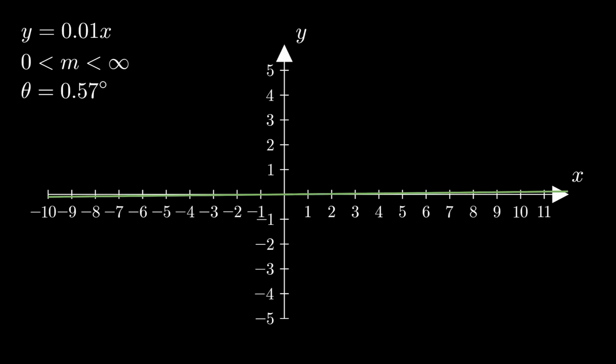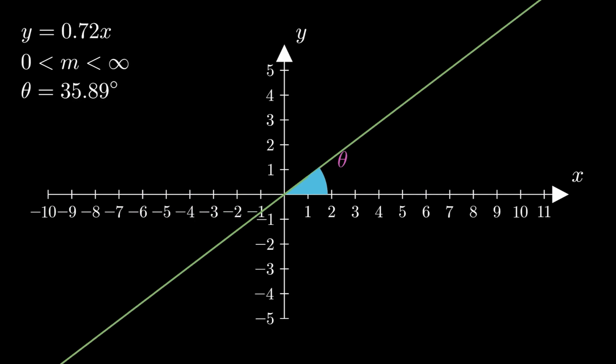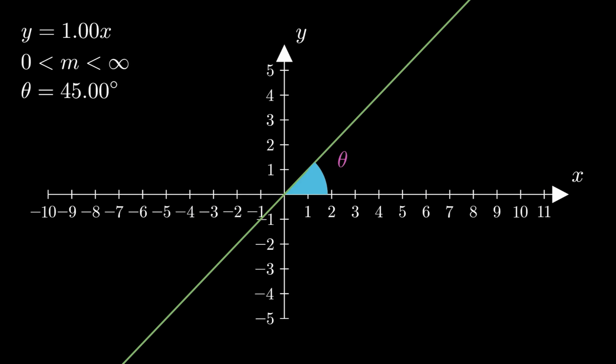We'll start with a small value for m, say 0.01, and gradually increase it to 100. When m equals 0.01, the angle between the function and the x-axis is approximately 0.57 degrees. As we increase m, it becomes evident how the slope of the function steepens. The angle reaches 45 degrees when m equals 1.